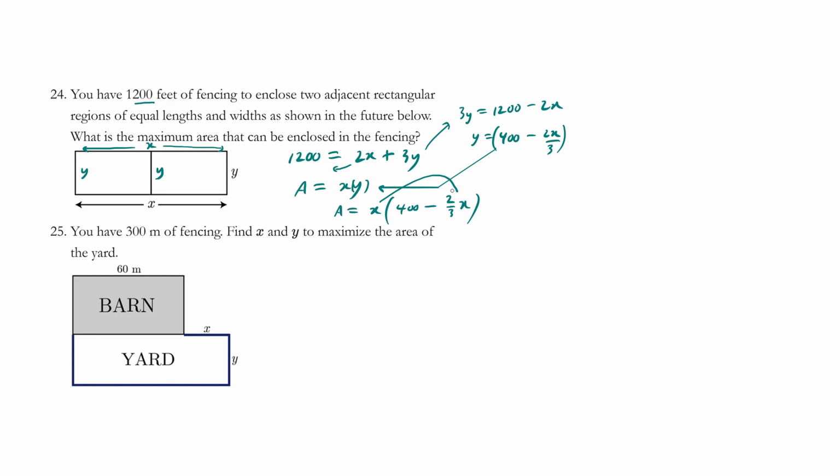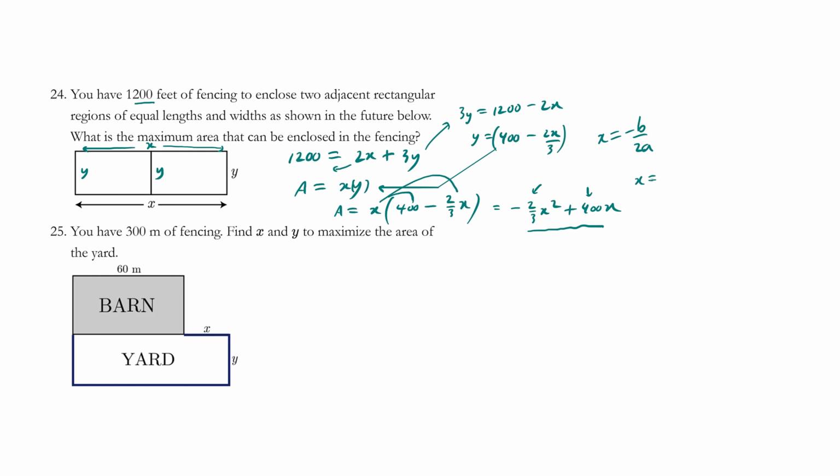Let's distribute. We get negative 2/3 x squared plus 400x. And as you can see, this is a sad face parabola, and you can find the vertex by setting x equal to negative b over 2a. This gives us the x value of the vertex. So even without using Desmos, we can do it. This is our a value, this is our b value.